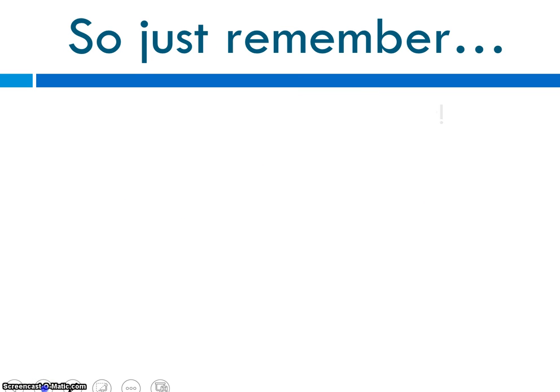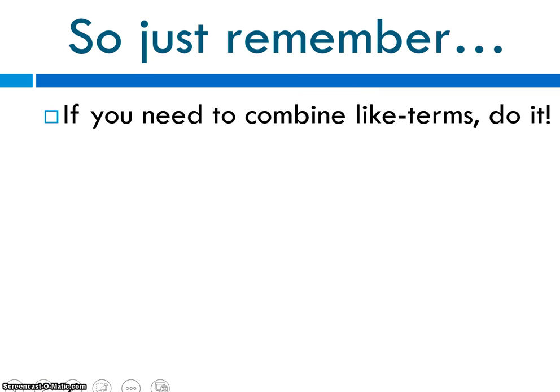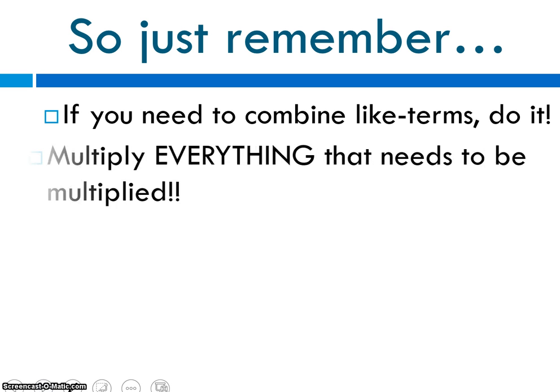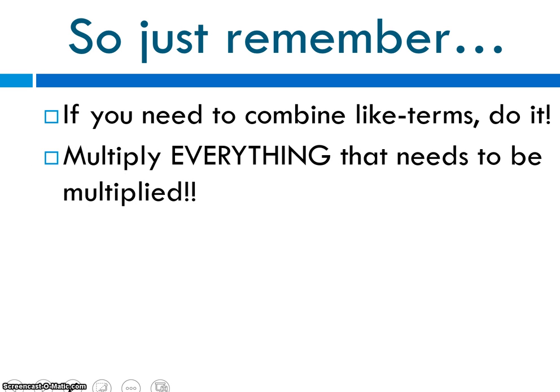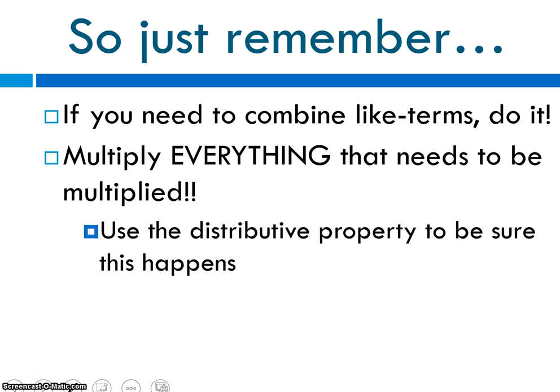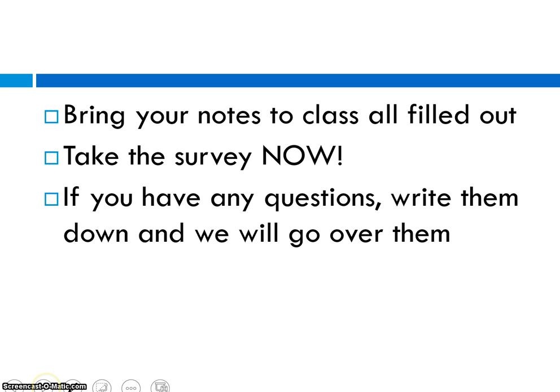So just remember, if you need to combine like terms, do it. Multiply everything that needs to be multiplied, and use the distributive property to be sure this happens. Watch your signs.